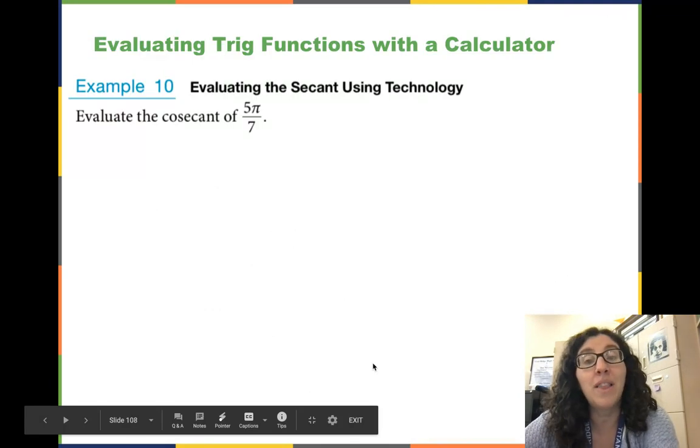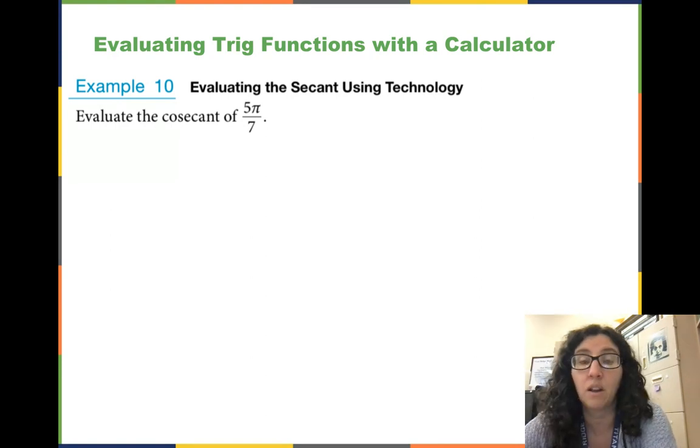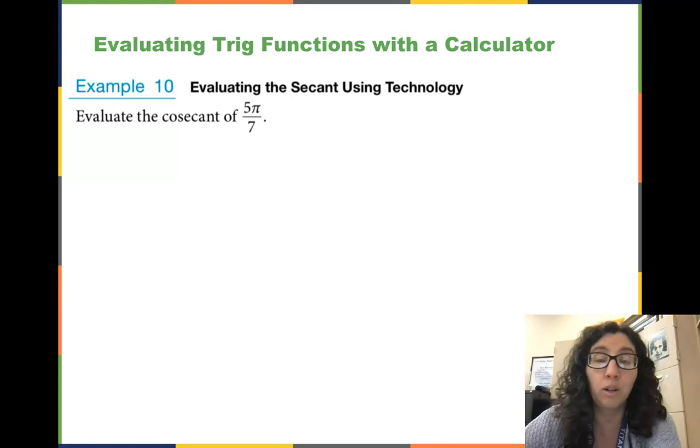All right, the one last thing we want to do is, what if you want to find the cosecant of 5π/7? 5π/7 is not something that we know. We don't know sine of 5π/7 or cosine of 5π/7. So we can't use reference angles. It's not going to be on any of the tables. It's not an angle that we know. We have to estimate it using our calculator.